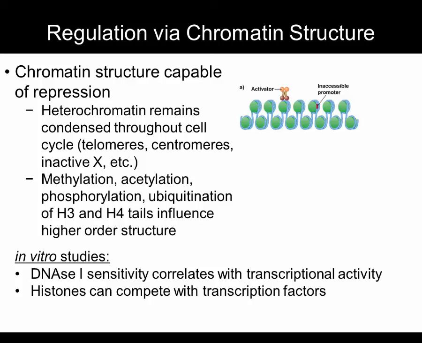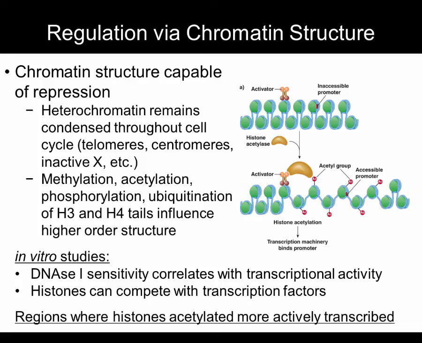DNA that isn't tightly compacted with nucleosomes is more sensitive to being chewed up by enzymes like DNase. In in vitro studies, DNA sensitivity is correlated with transcriptional activity. So being in a less compact form makes a region of DNA more likely to be transcribed. Modifications of histones H3 and H4, including methylation, acetylation, phosphorylation, and ubiquitination, influence which form the chromatin takes. Histone acetylation in particular is associated with less compact states and more transcription.